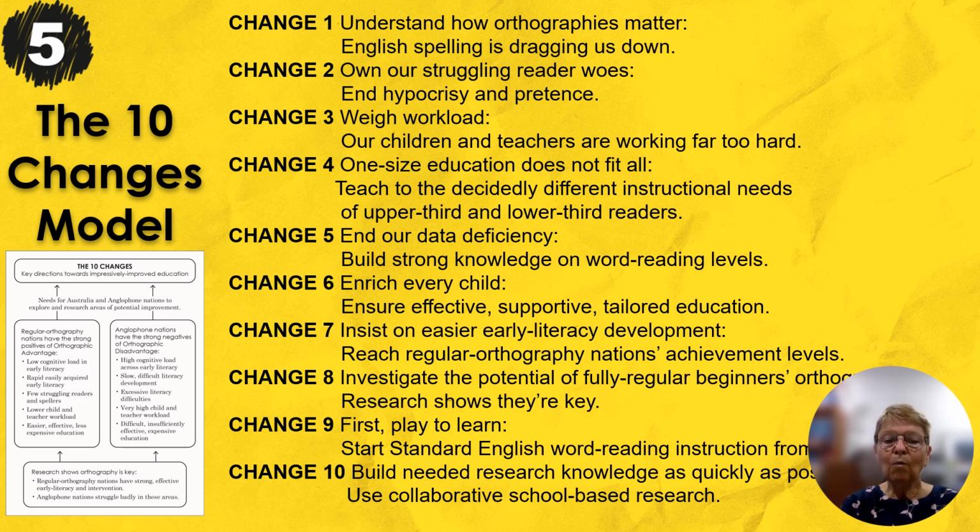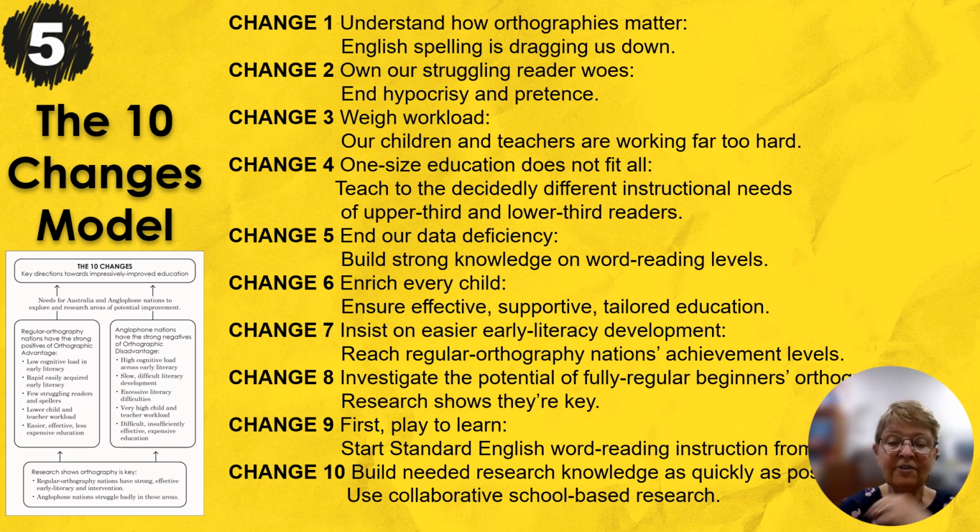Change 4, one-size education does not fit all. Teach to the decidedly different instructional needs of upper third and lower third readers. Let's meet their rights by providing the education that they need, tailoring it for them. Change 5, probably definitely an Australian one, end our data deficiency, because Australia does not assess word reading, apart from in-school assessments in the first couple of years usually. Okay, so end our data deficiency, build strong knowledge on word reading levels.